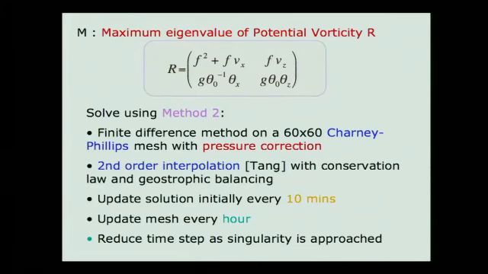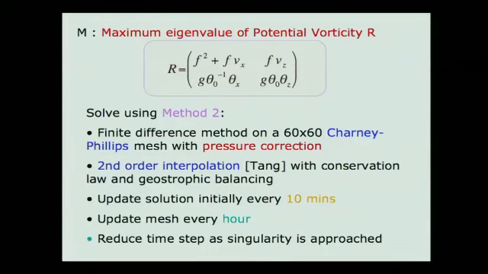Interpolation work like the clappers to make sure that when we interpolate from one mesh to another, we keep our mass conservation and any geostrophic balance that we want. In answer to your question, the typical time step for the ED problem is a 10-minute physical time step, at least in the initial stages of the evolution, and we typically update the mesh every hour. So we do 6 time steps and update. As the singularity is approached, we reduce the time step, and we still update the mesh every 6 time steps, but we would keep the time step smaller as we approach the singularity.